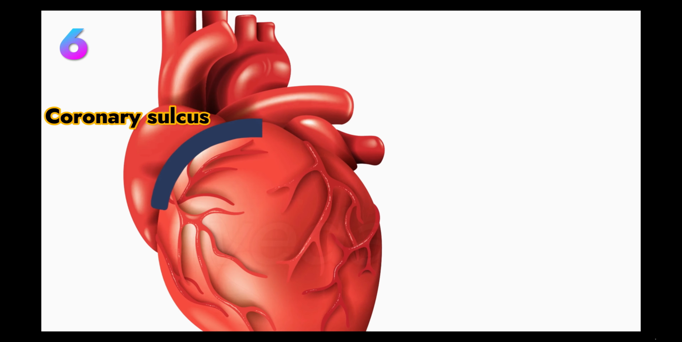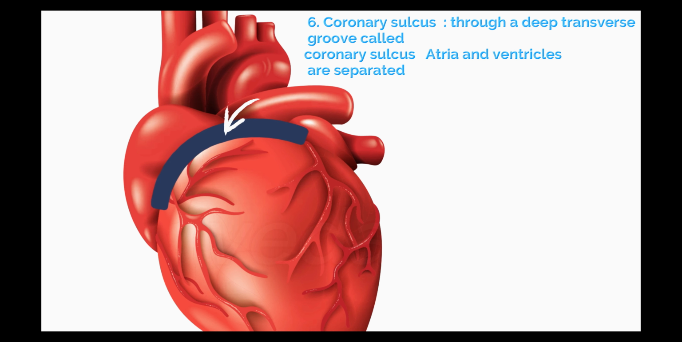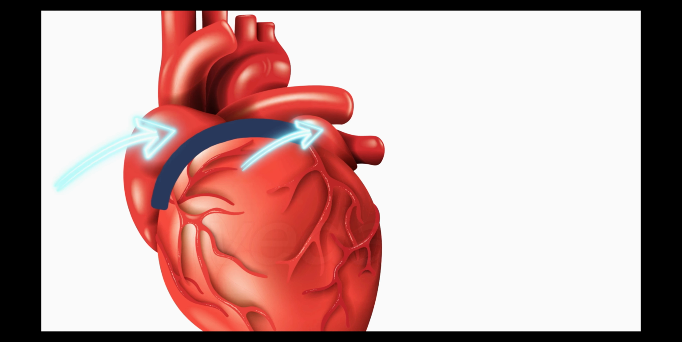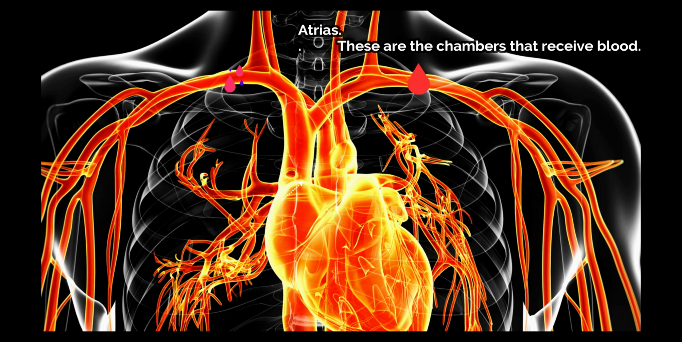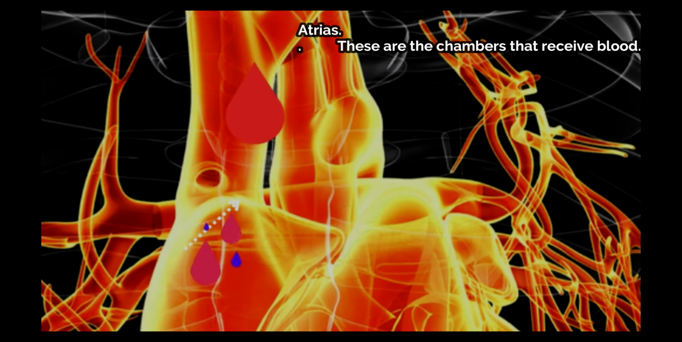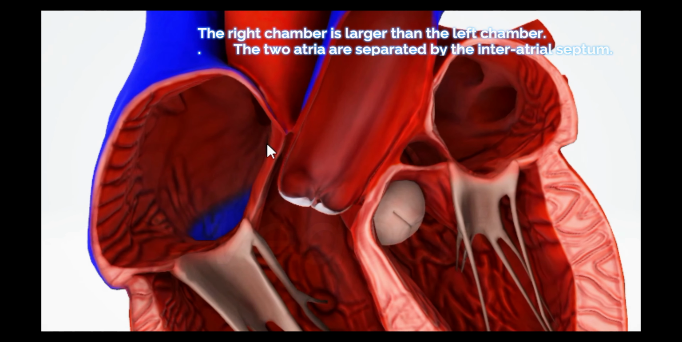6. Coronary sulcus. Through a deep transverse groove called the coronary sulcus, the atria and ventricles are separated. 7. Atria. Now let's learn about the atria. These are the chambers that receive blood. The right chamber is larger than the left chamber.